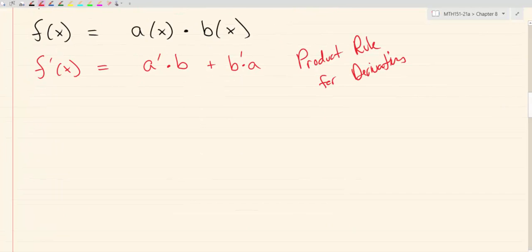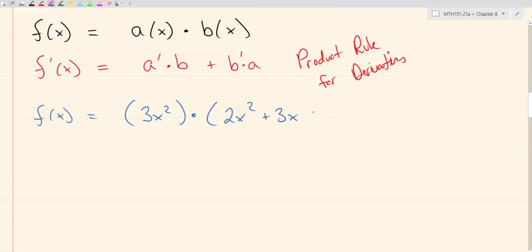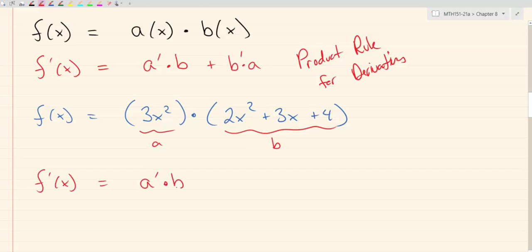Sounds like you want to do an example. Okay, so let's say f of x is equal to 3x squared times 2x squared plus 3x plus 4. And this first part, we'll call this A, and we'll call this part B. Okay? So we've got two functions that are multiplied together. The derivative of this function is equal to A prime times B plus B prime times A.